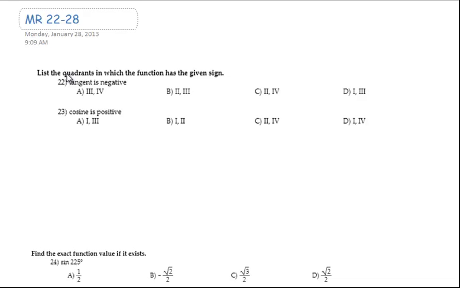Testing. Okay, class, here we are again. We're going to work on problems 22 through 28 on this section, and I'm going to try to do this pretty quickly. So I just want to show you, it asks which quadrant is tangent negative in.